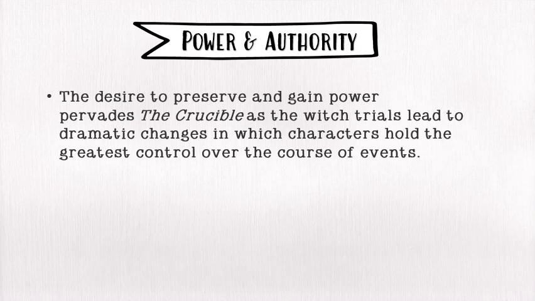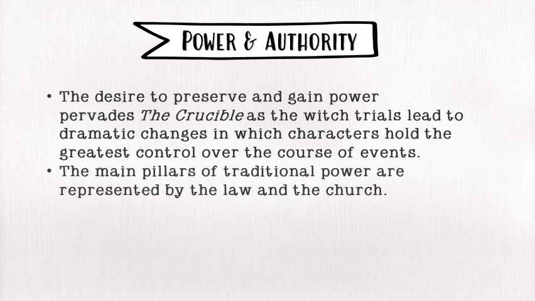Abigail's power skyrockets as the hysteria grows more severe. Where before she was really just an orphan teenager, now in the midst of the trials, she becomes the main witness to the inner workings of a satanic plot. She has the power to utterly destroy people's lives with a single accusation, because she is seen as a victim and a savior. The main pillars of traditional power are represented by the law and the church.